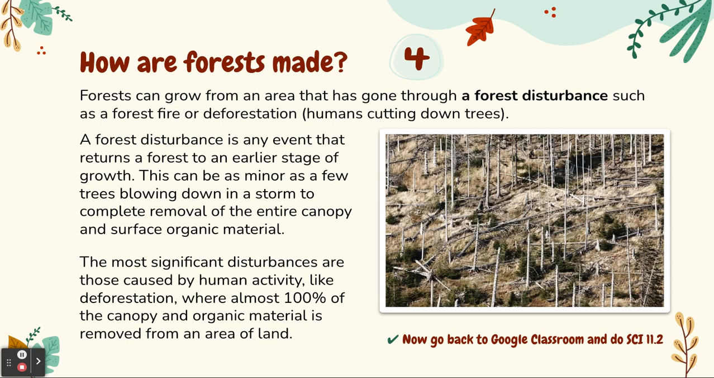So a bad wildfire could reduce the entire canopy and surface organic material. The most significant disturbances are those that are caused by human activity, like deforestation, where almost 100% of the canopy and organic material is removed from an area of land. And that practice is called clear cutting. And it is a very significant forest disturbance that makes it hard for forests to continue regenerating.